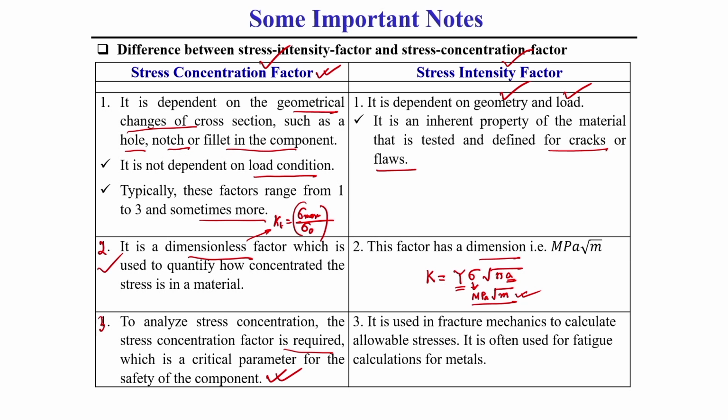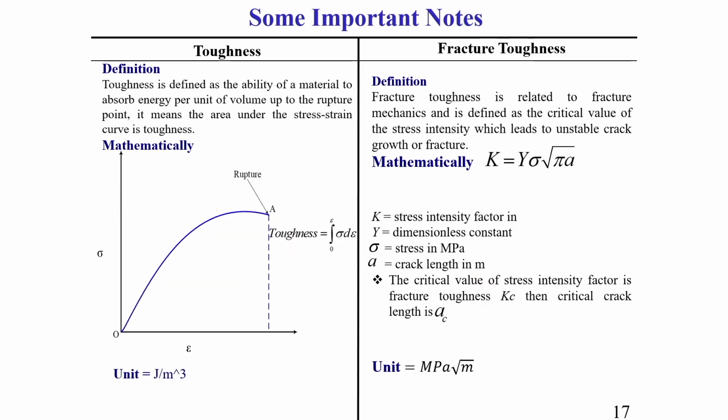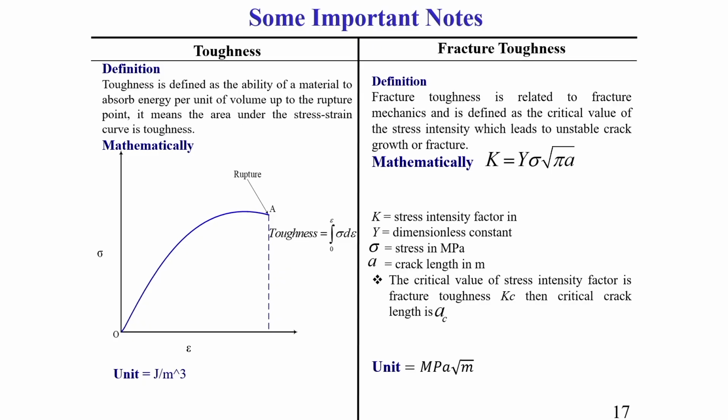Whereas, the stress intensity factor is generally used in fracture mechanics, and it is used to calculate the allowable stresses. It is often used for fatigue calculation of metals. Now, another important point you need to know, so that you are not confused during these fracture mechanics topics. Very frequently we use the terms toughness and fracture toughness.